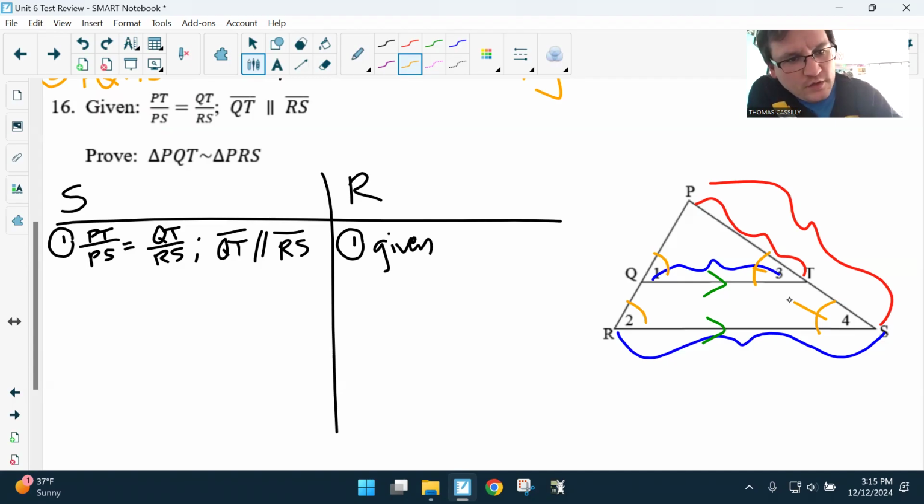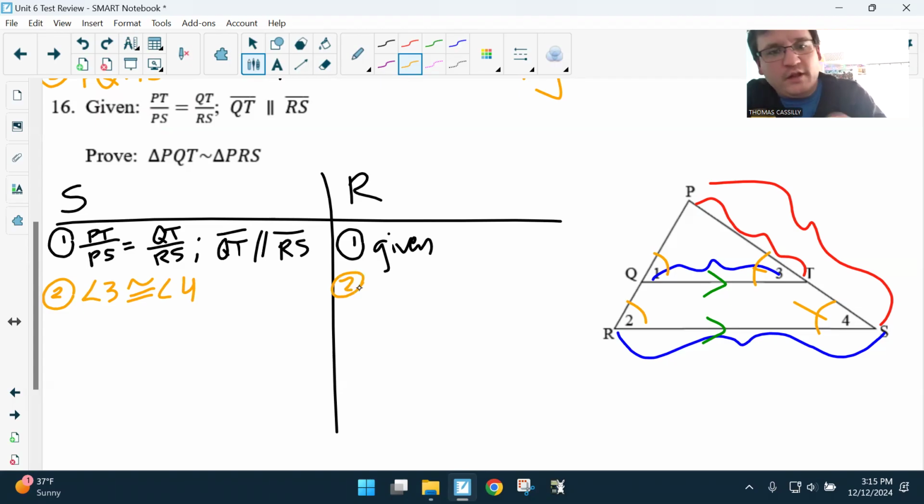I'm going to mention on step 2 here, I'm going to say, well, hey, angle 3 is congruent to angle 4, all right? And I know that is true because those are corresponding angles from parallel lines. So I'm just going to put corresponding angles of parallel lines are congruent.